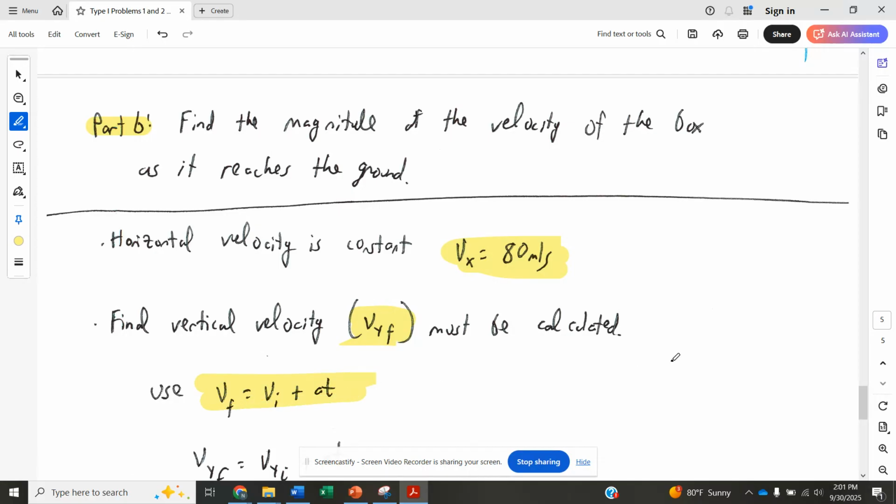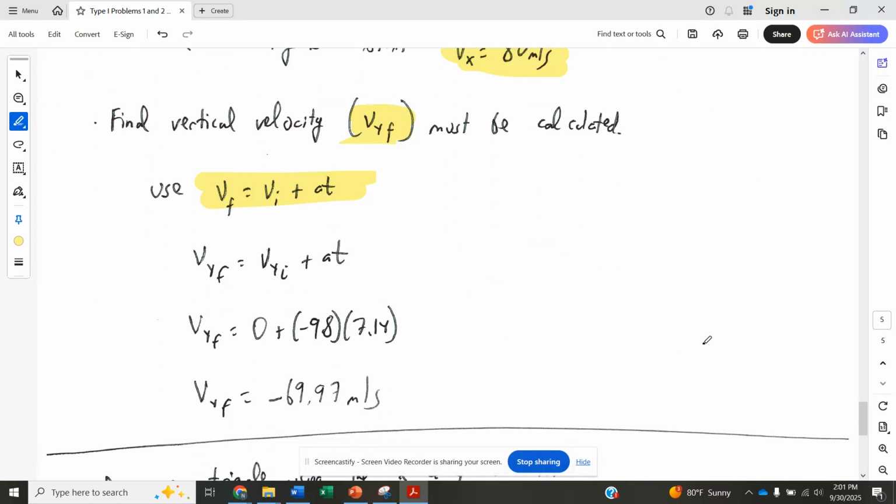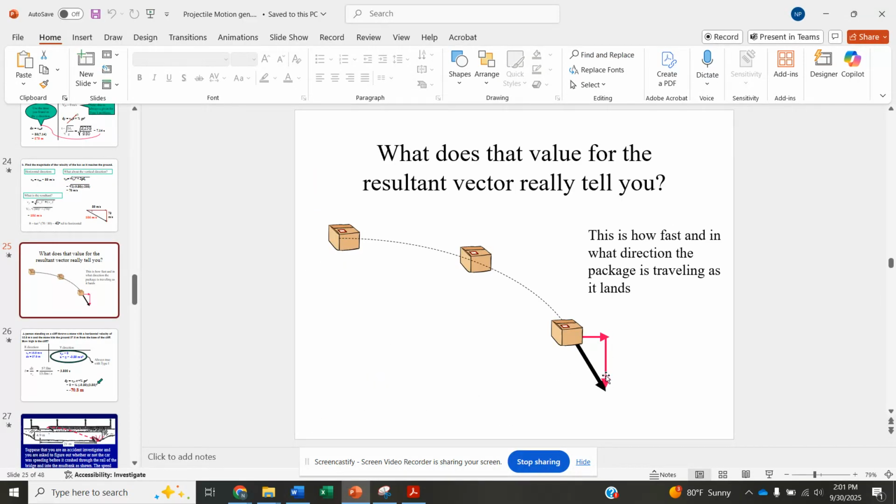So I'll use the third equation on the equation sheet to do that. I'll use VF equals VI plus AT. I'll make sure that I'm only plugging in variables for the vertical or y direction. So my initial velocity in y was 0, going back to the horizontal vertical table. Acceleration was negative 9.8, and time was 7.14. After multiplying 9.8 by 7.14, I get a negative velocity of 69.97, negative because the box would be moving downward the moment before it would hit the ground.